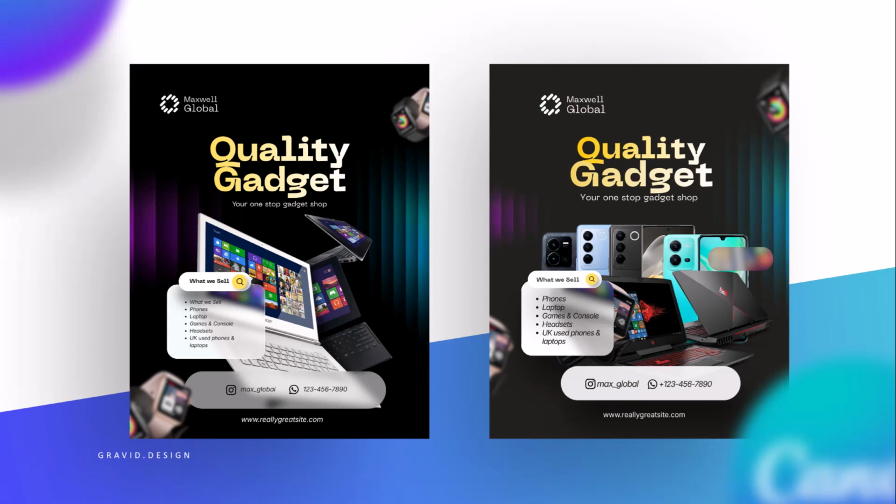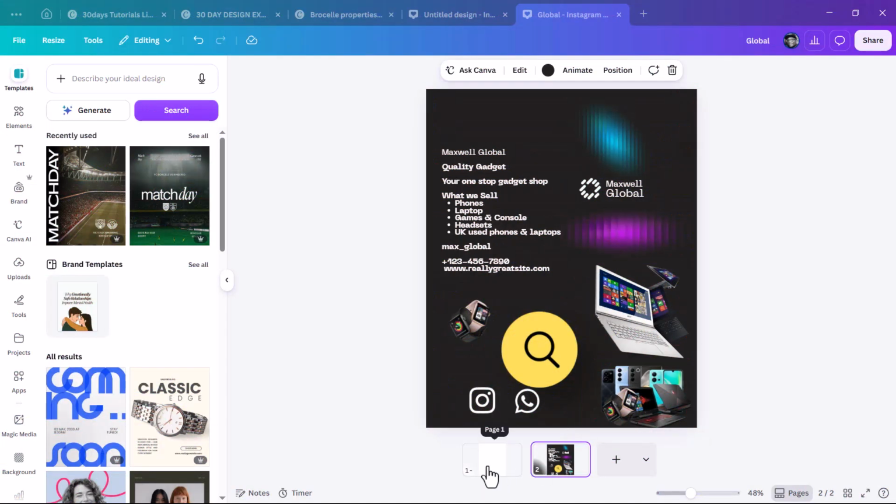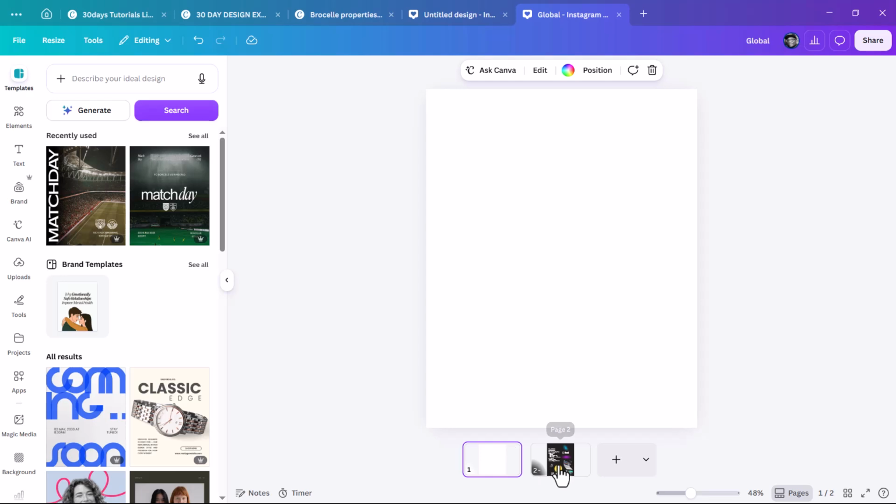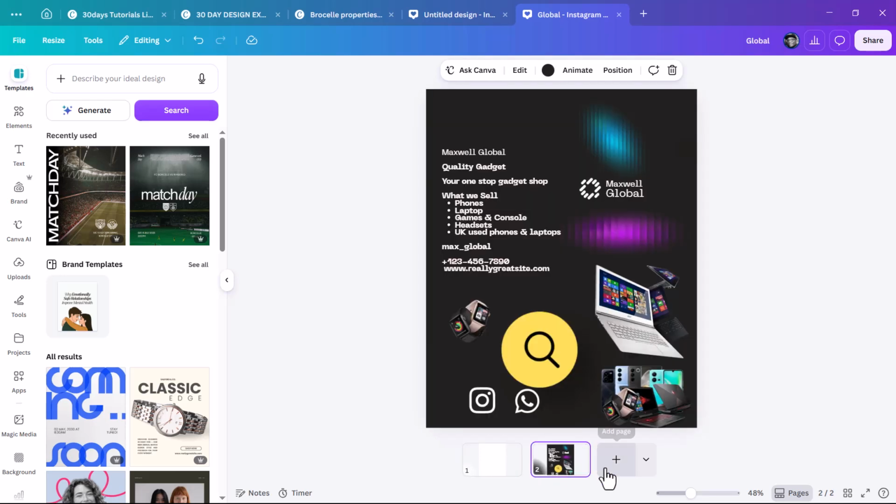In this video, we are going to learn how to make this gadget store flyer design in Canva. So let's jump right to Canva and do that now. Alright, the first thing we're going to do is to create a new page. We already have a new page here and we have all our design elements here. So what we can do now is to start dragging things to our design.